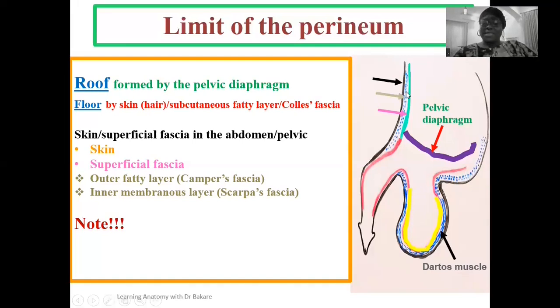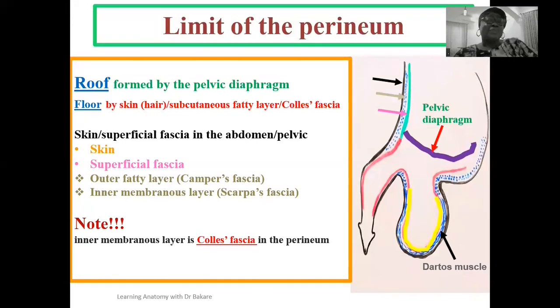If you go deeper to the inner membranous layer highlighted here in green, this is what we call the membranous layer. It is located deep to the Camper's fascia, which is fatty in terms of structural components. From the abdominal region, you see it extending down, and when it gets to the perineal region, it becomes transformed into the Colles' fascia. So it's good for us to know that this inner membranous layer, a sub-region of the superficial fascia, is referred to as Scarpa's fascia around the abdominal region. But when it gets to the pelvic region, it is referred to as the Colles' fascia.